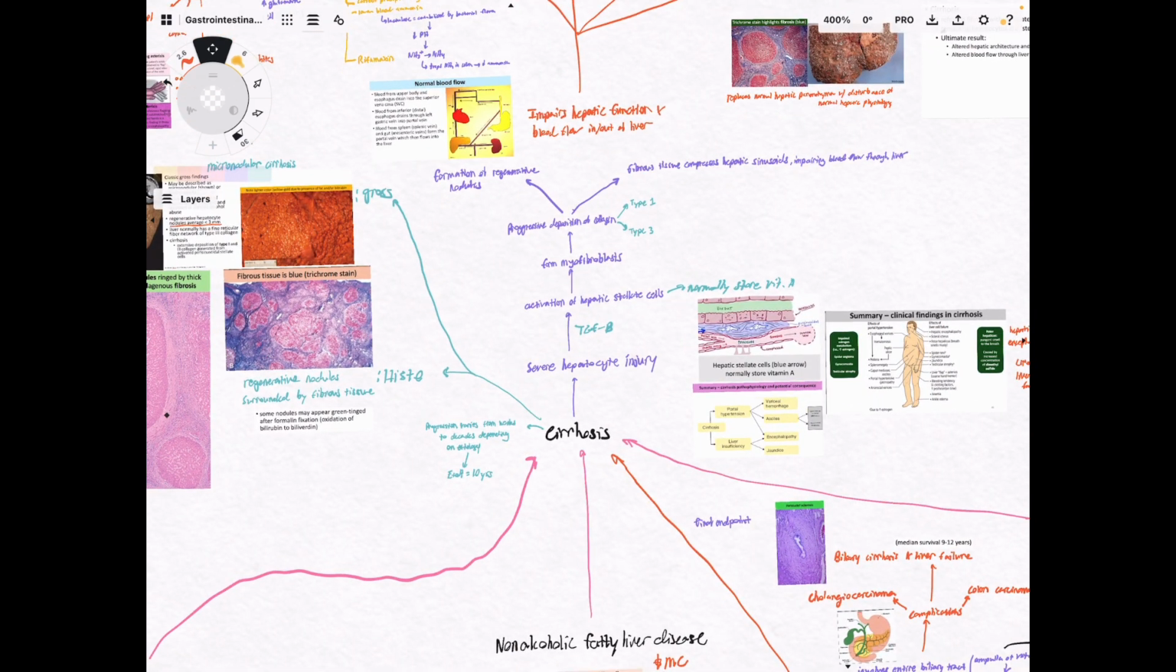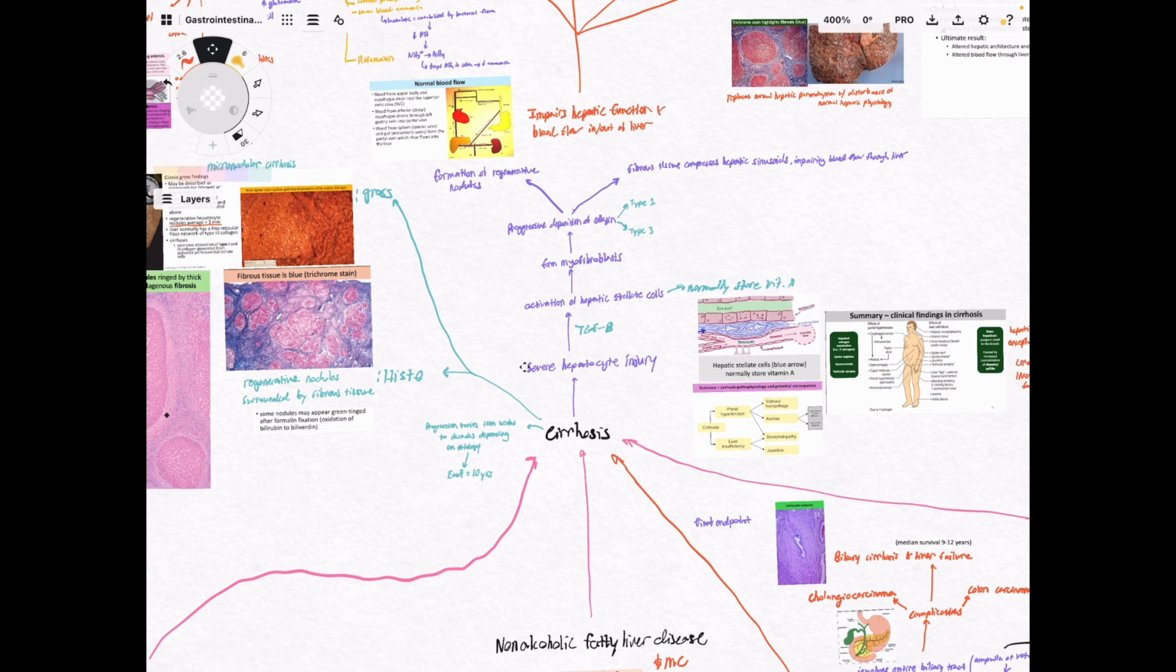So you can see here in blue that cirrhosis is basically just the formation of regenerative nodules around fibrosis. So you have a lot of fibrotic tissue that compresses the hepatocytes and liver functional tissue, and that's what forms so-called regenerative nodules. But how is that caused?